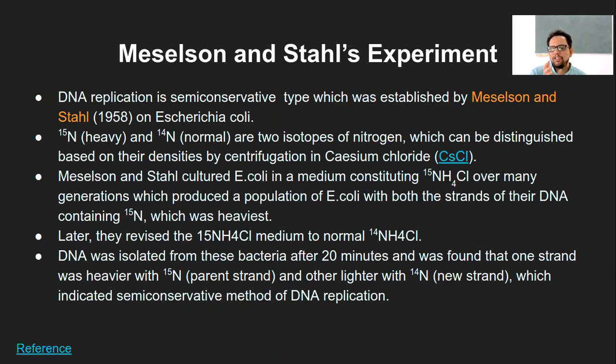So at the start, obviously, whenever we had a culture of E. coli, or Escherichia coli, it must have been grown in normal N14 isotope, right? That was the ammonium chloride which was used earlier. From that, you take a small amount of bacteria and culture it in the heavier form of ammonium chloride, that is the heavier form of nitrogen, N15, and then you grow those bacteria only in this heavy nitrogen containing culture medium. So there was no N14, only N15.